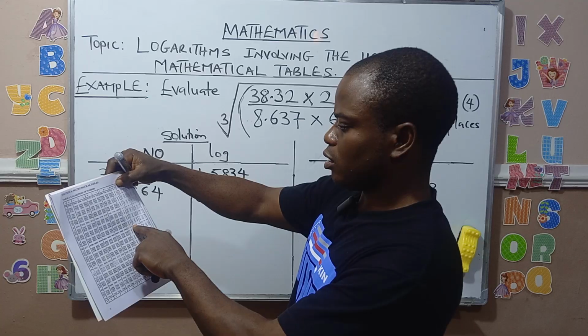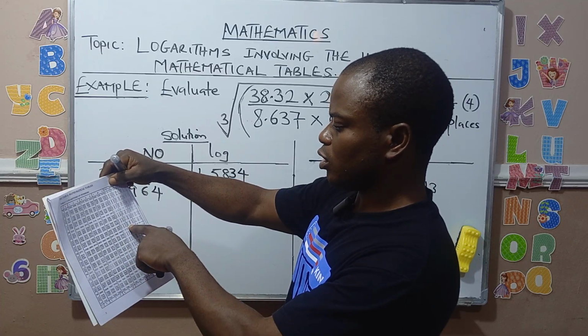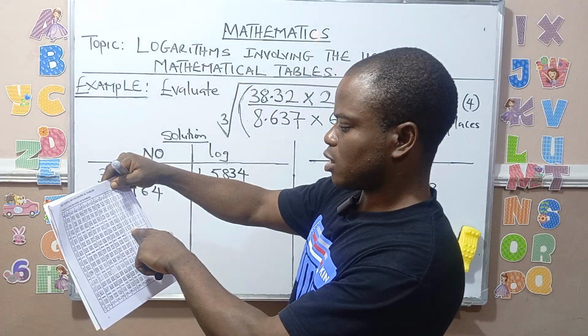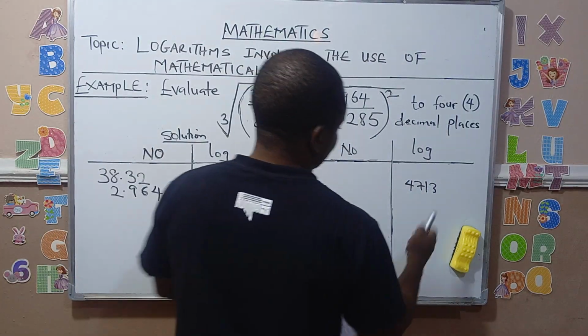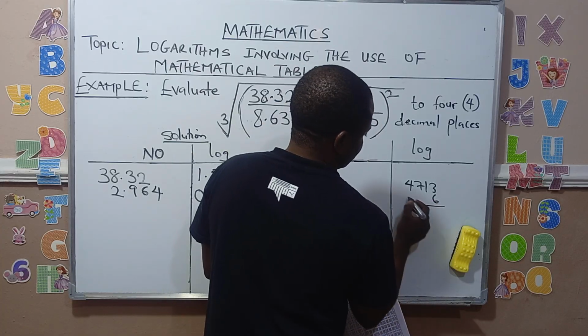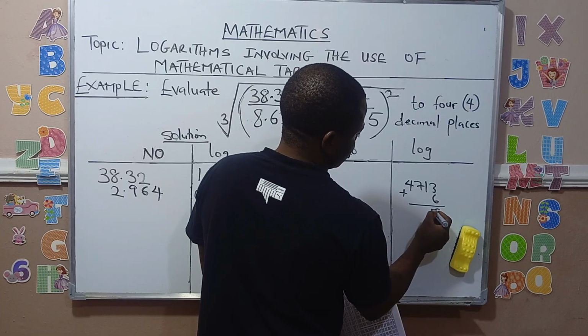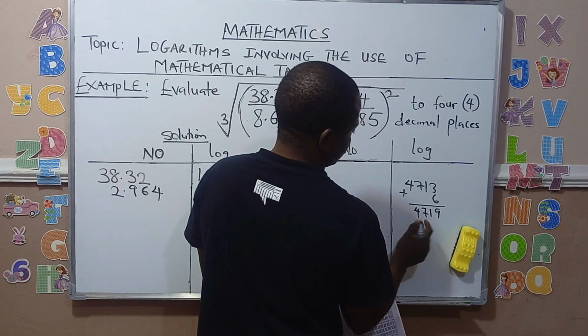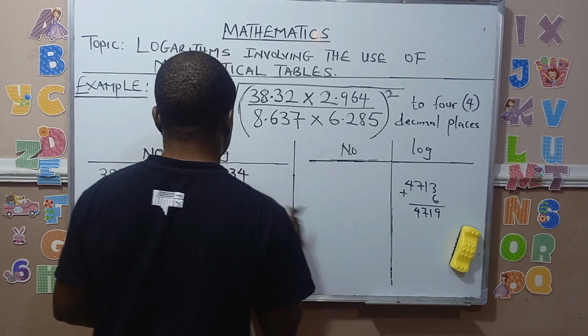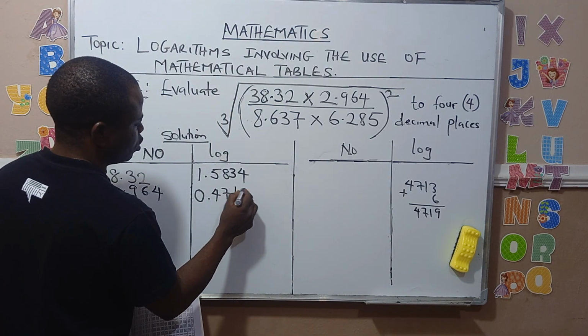Check the upper part. The difference of 4, trace it down. So where you have 29, that's 6. Start the addition at the right hand side. 3 plus 6, that's 9. Bring 1 down, 7, 4. That is 4719.